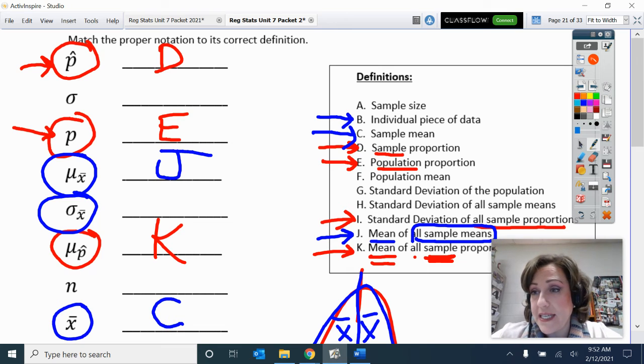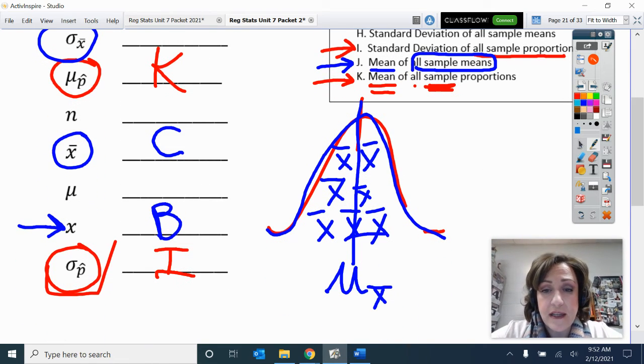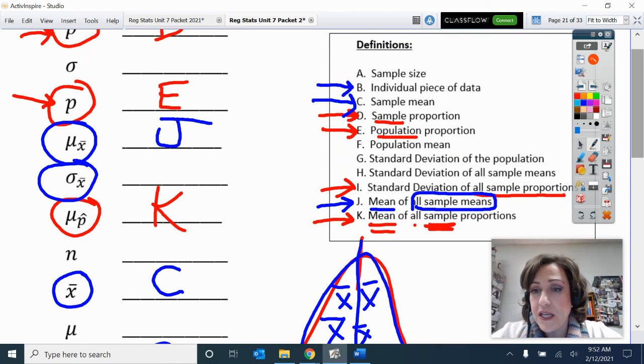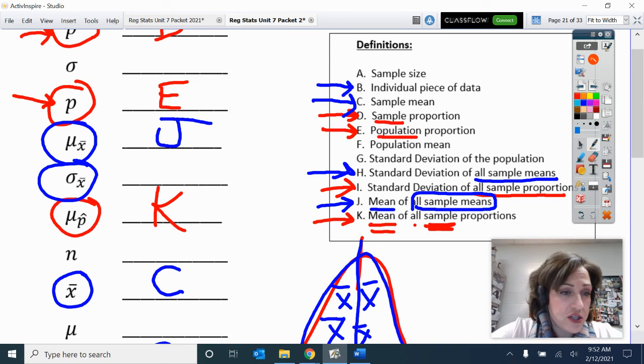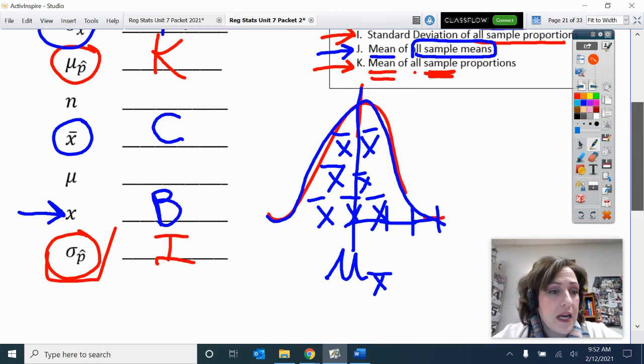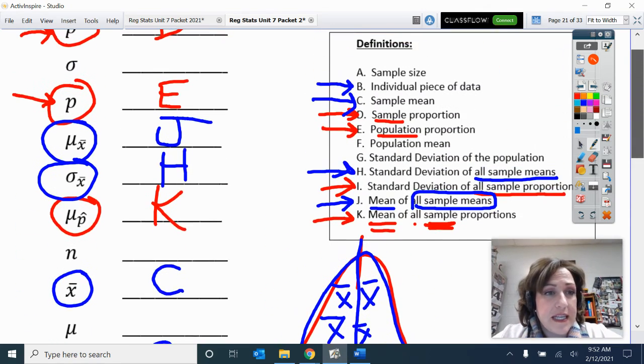All right, and then of course here's the standard deviation, how varied this stuff down here is. The same idea. So the standard deviation of all sample means is H right here. Okay, cool. Now, a couple other little straggler things let's take a look at.